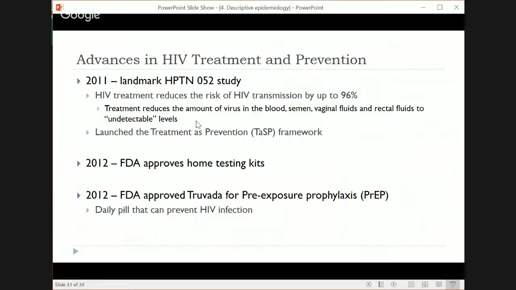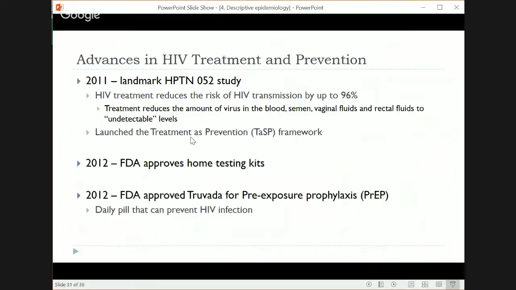So the idea became, okay, well, if we can get all the people who are infected with HIV to take their drugs, to take their antiretrovirals, then the likelihood of them passing the virus on to someone is reduced by 96%. So that sort of launched what is referred to as treatment as prevention. The idea that getting someone on treatment could prevent later infections.